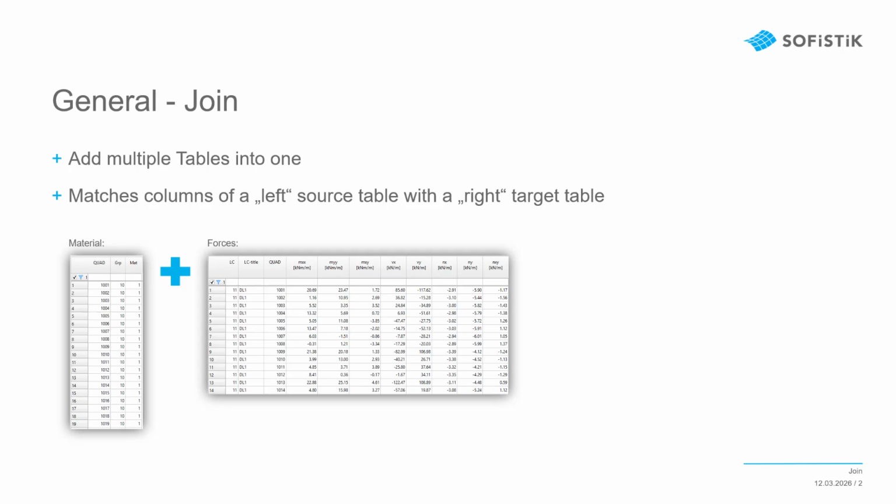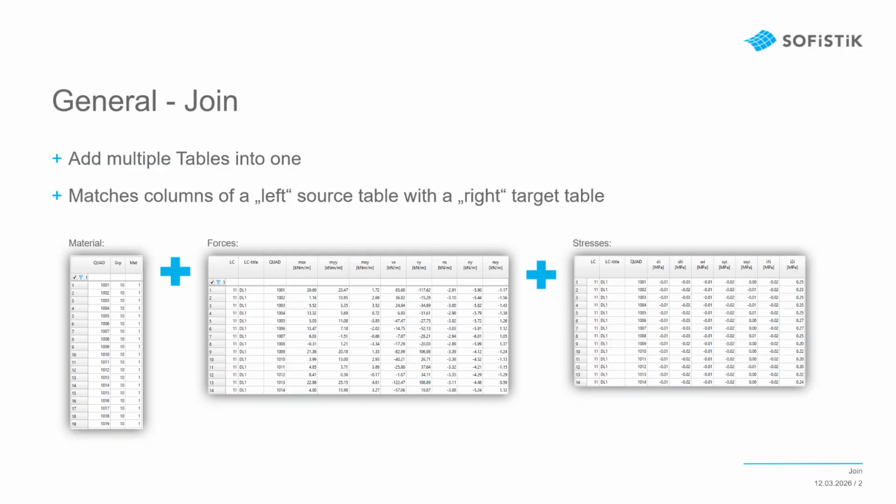Here you can see, for example, the material and group assignment of the quadrilateral elements, and what we can do is we can join them together with the force results based on a load case as we see in the second table, but we could of course have multiple tables that we add together as well. SOFiSTiK now provides three options of joining together tables.